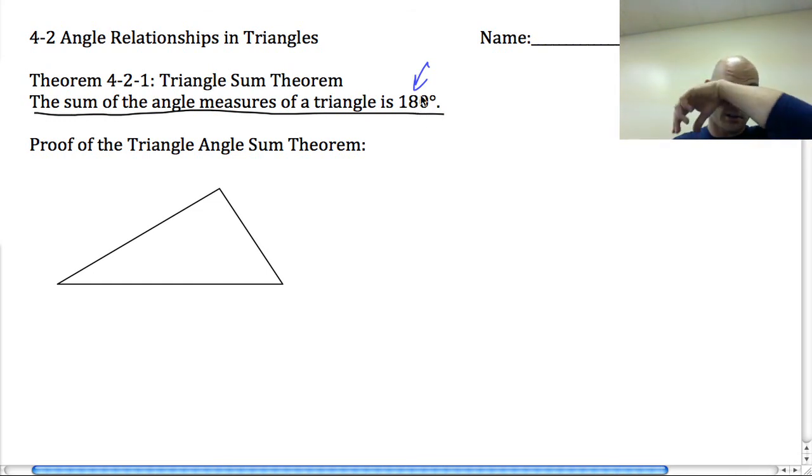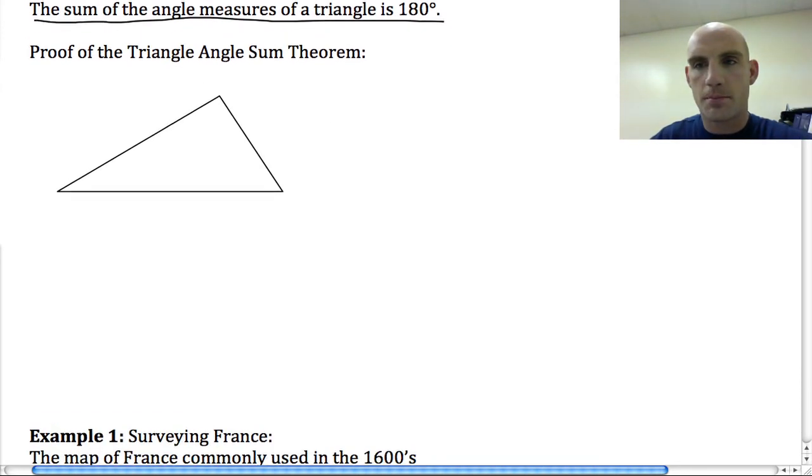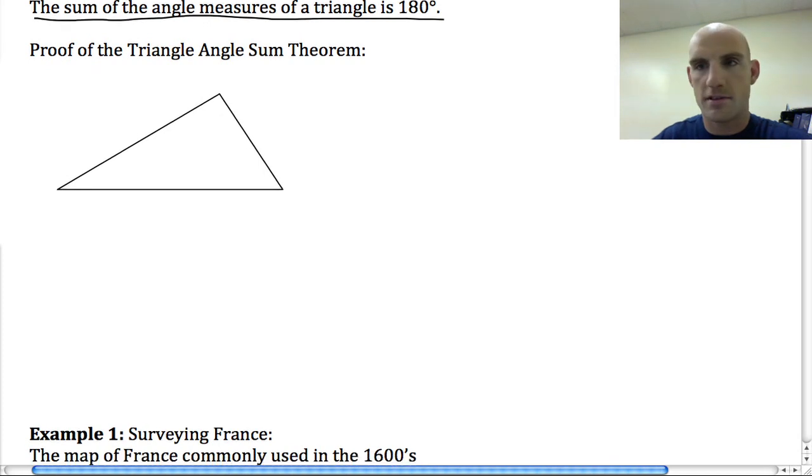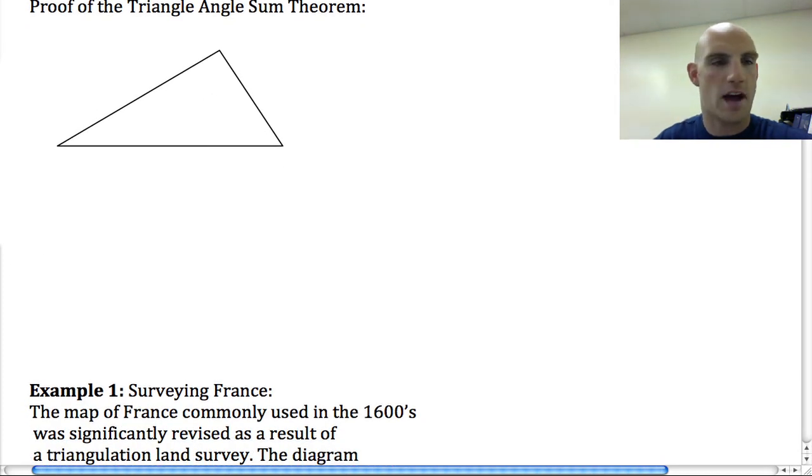This is our key right here. So regardless of if it's obtuse, if it's equiangular, if it's acute, isosceles, anything, the angle measures are going to add up to 180. And to do this, there's a little proof, and it's pretty slick the way this proof works. So I want you to watch how this happens.